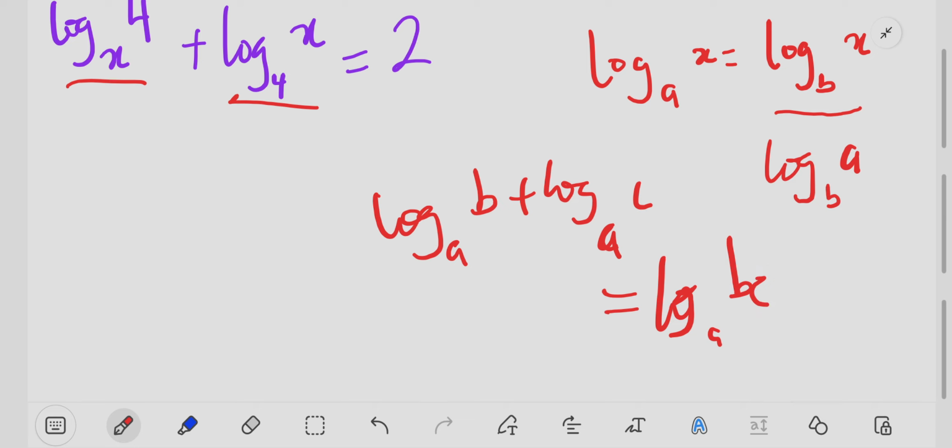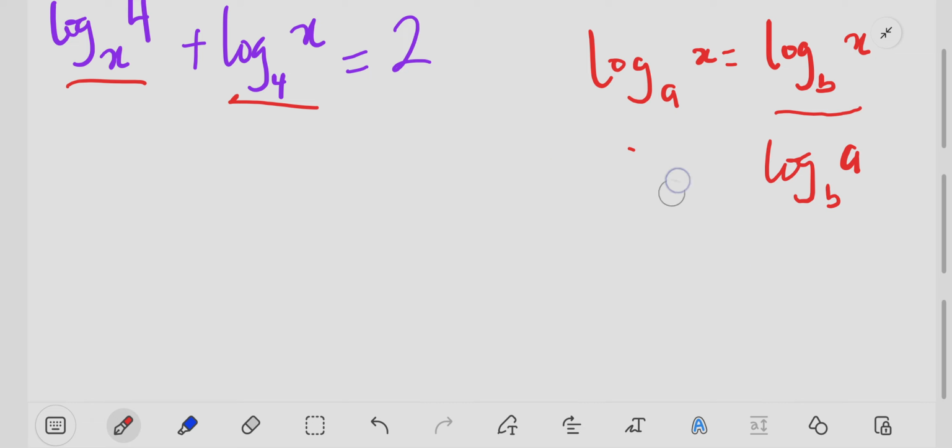This is possible if you have logs with the same base, right? So if you have two logs of the same base and you are adding, you can just write the two logs as a single log and multiply the numbers or the variables. But in this particular question, we can see that the bases of the two log expressions are not the same. We have base x over here and base 4 over here.